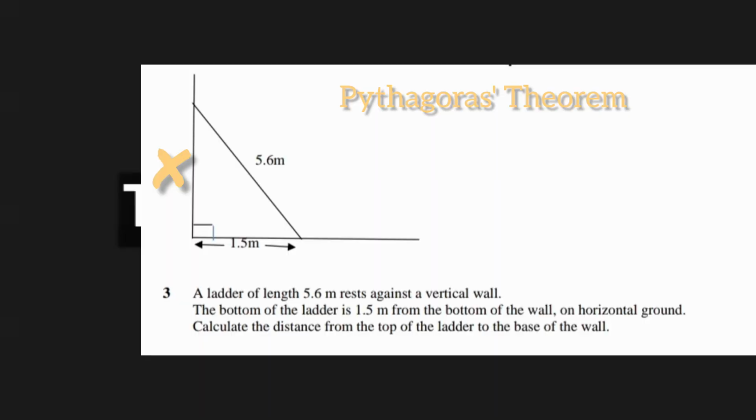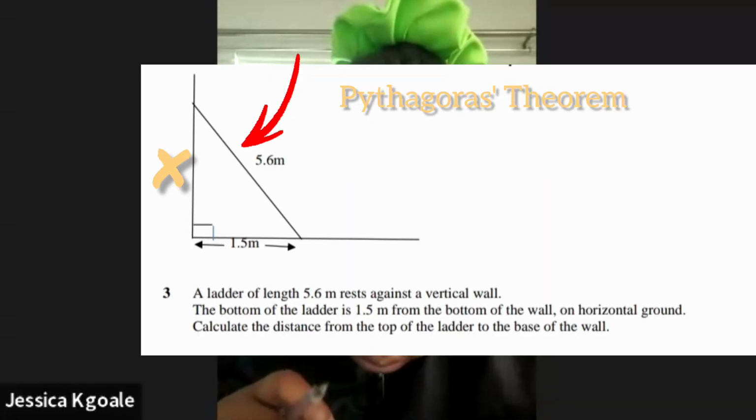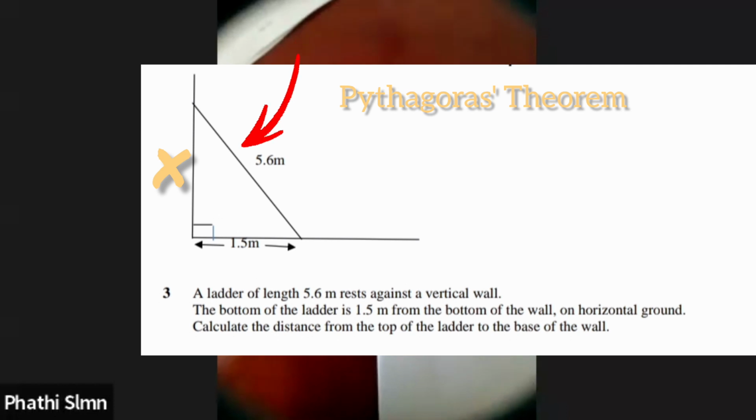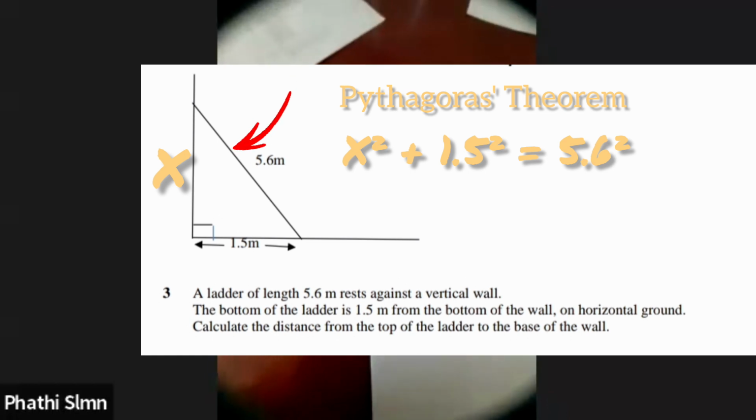Remember guys, this is our hypotenuse side, the longest side. Whenever you square it, it is always equal to the shorter sides squared. So if we square this side and square this other one and add them together, they should equal this one also squared. So this would be equal to 5.6 squared.